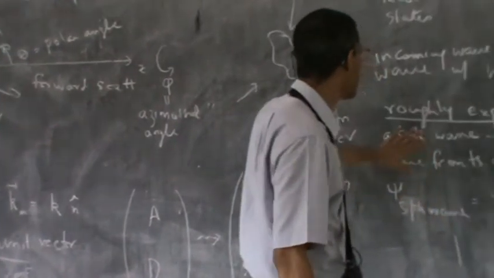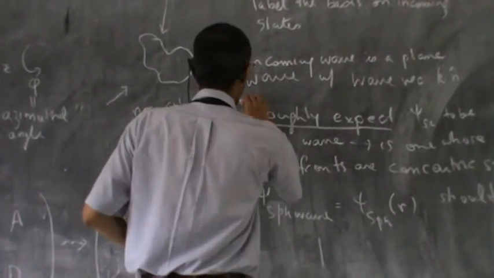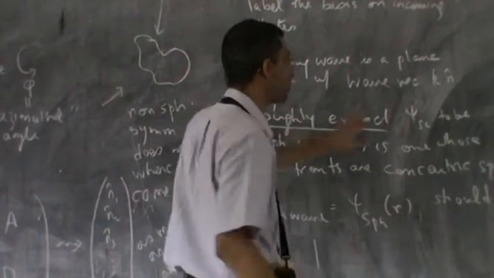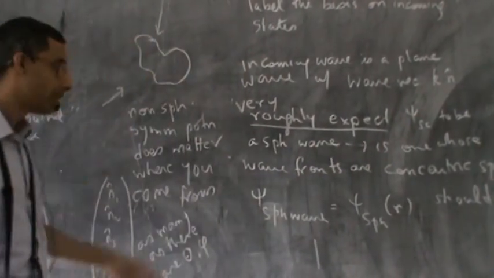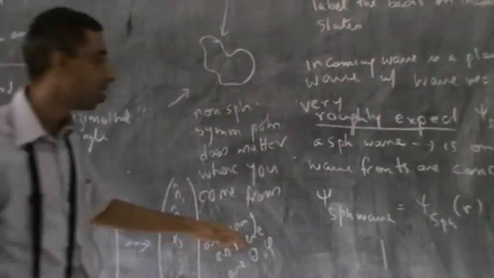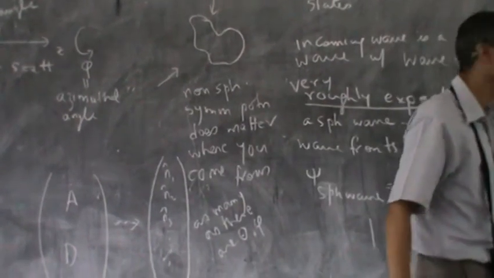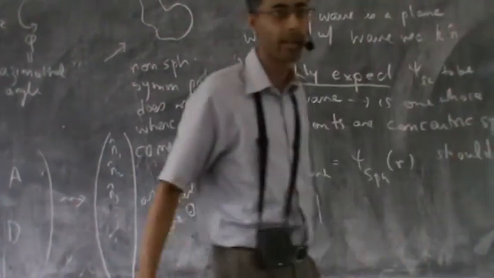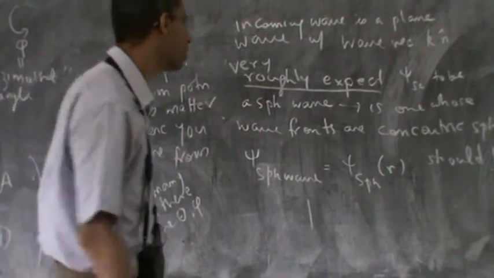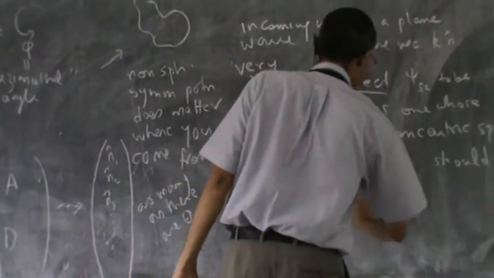So this is, very roughly, what we expect to be a spherical wave. Let's just discuss what a spherical wave is first. Now, it should be outgoing. That much we have to agree upon. So let us give an example of such a spherical wave.